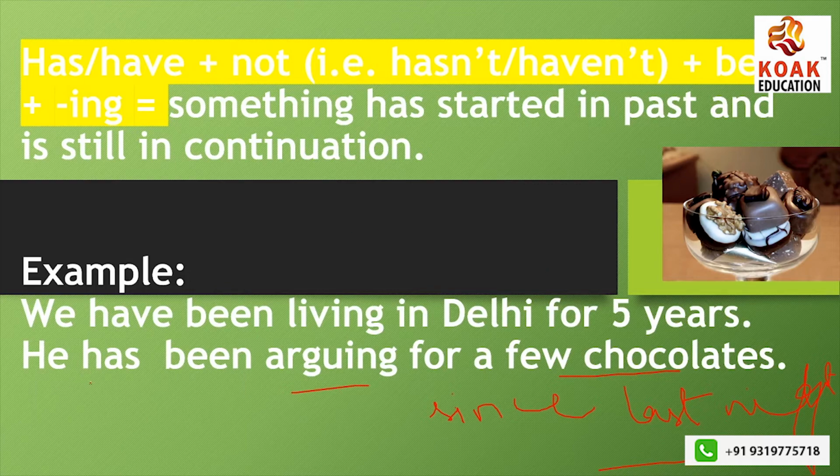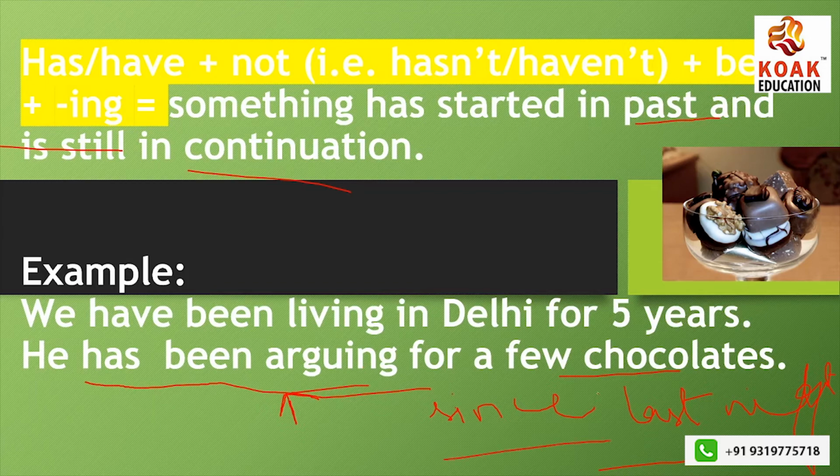Now, when I say has been arguing, it means it started last night but is still in continuation. He's still been arguing with me, okay, for those chocolates. So the argument started last night, still in continuation today at present, which means we will be making use of present perfect continuous, because an action that started in the past and is still in continuation in the present makes use of has, have plus been plus ing.